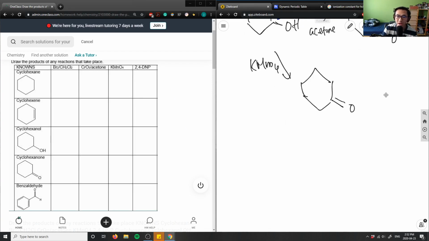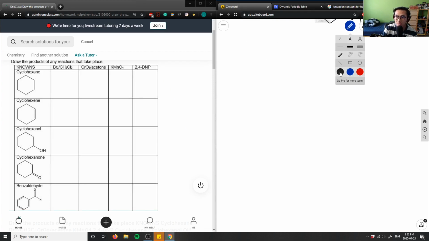And then finally, I have cyclohexanone. Cyclohexanone would not react with bromine. I'm not substituting this O. I can't oxidize this any further, so I don't get a reaction here. However, with 2,4-DNP, it will make a product, the red precipitate that we talked about. So 2,4-DNP will make a reaction here.